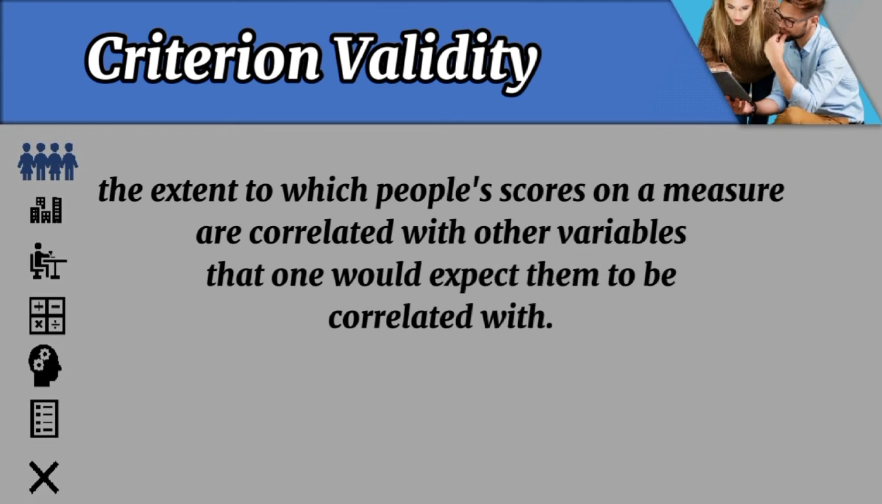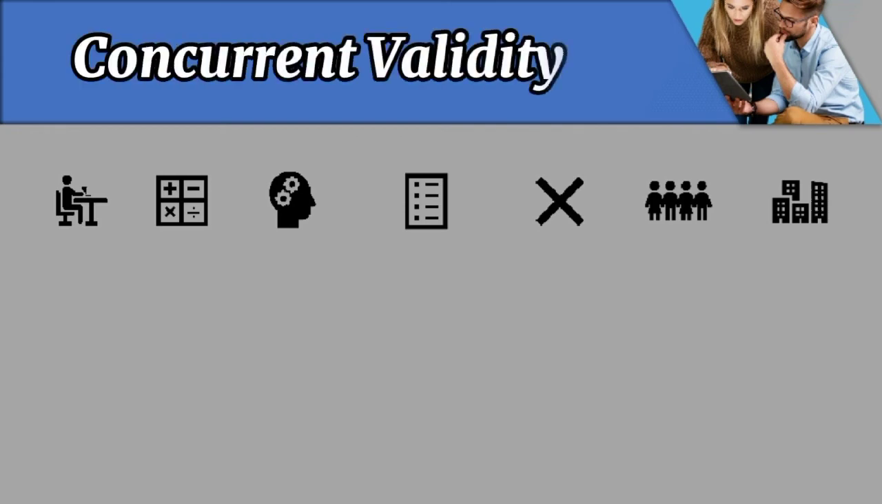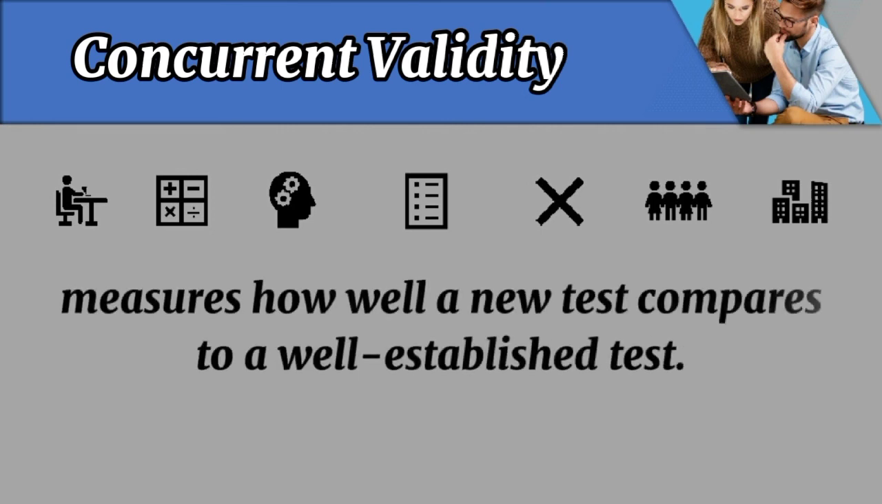But if it were found that people scored equally well on the exam regardless of their test anxiety scores, then this would cast doubt on the validity of the measure. So, under the criterion validity, we also need to familiarize these three terms. First is the concurrent validity, where it measures how well a new test compares to a well-established test.